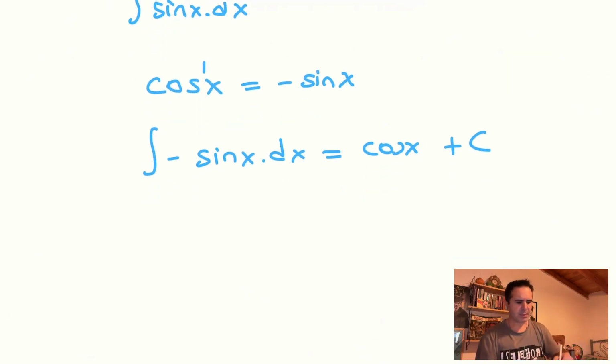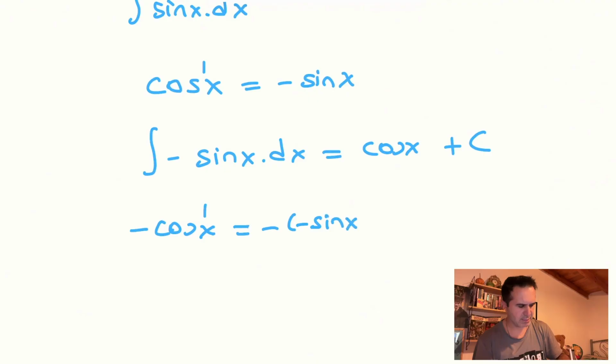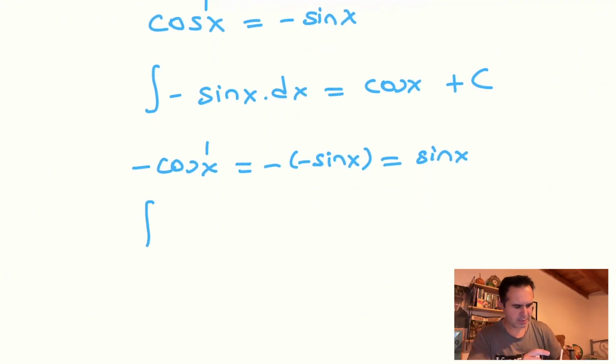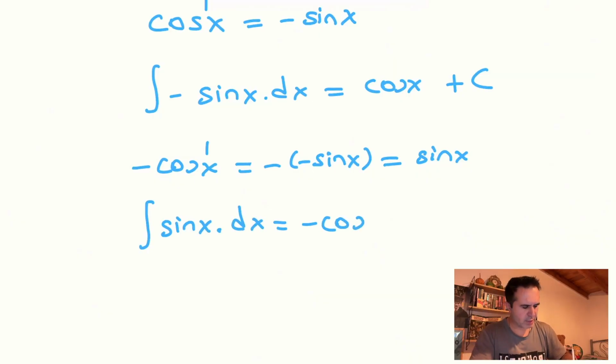And the integral of sine x dx: the derivative of minus cosine x is equal to minus minus sine x, which is equal to sine x. Then the integral of sine x dx will be minus cosine x plus a constant.